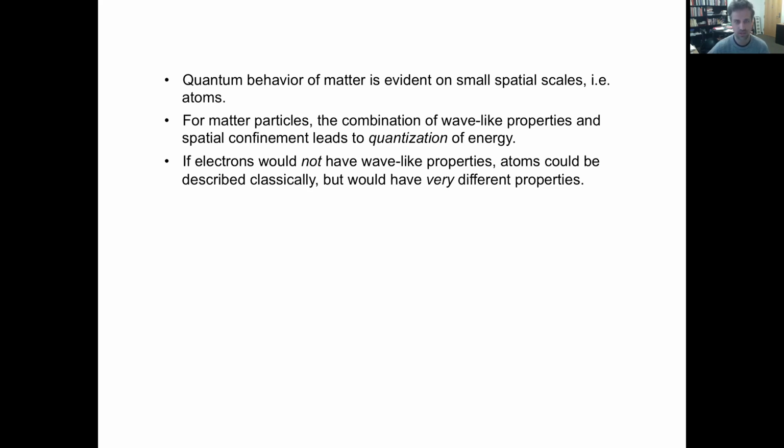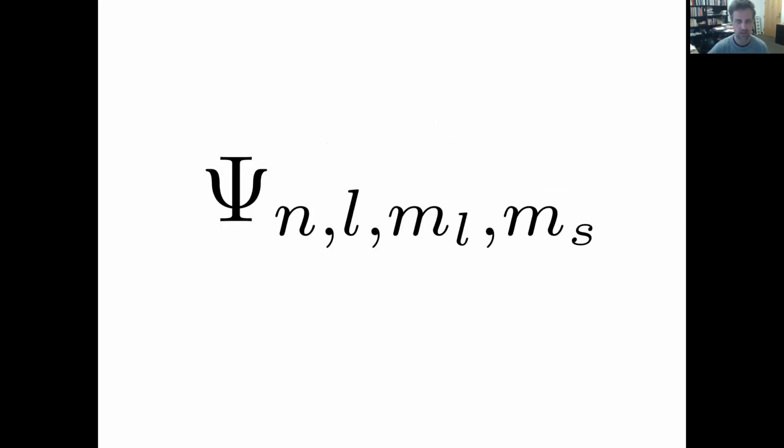We have to, at some point, arrive at the description of the electron. The way that happens is through a wave function. I know for sure you have heard about wave functions. And the wave function of an electron in an atom is typically indicated as follows.